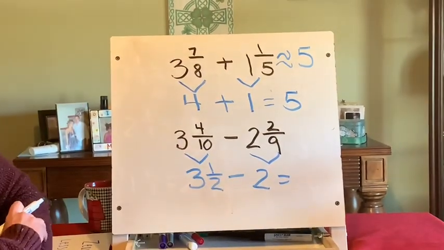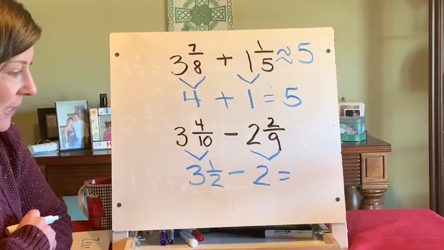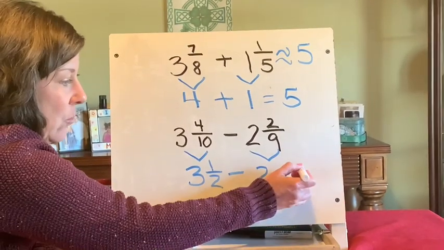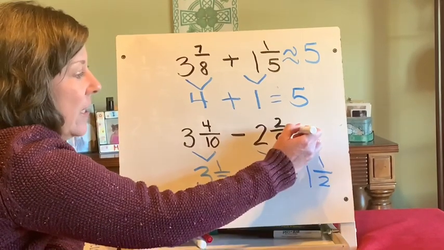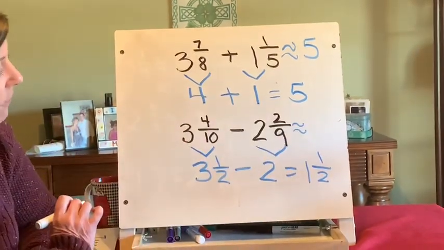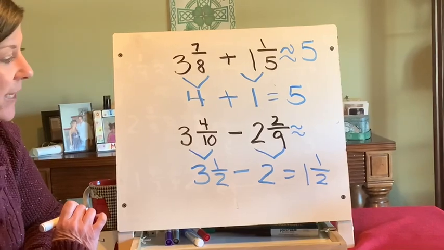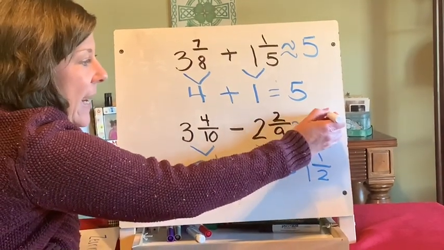Last thing I have to do is subtract. Okay? 3 minus 2 is 1, and I still have an extra 1/2. So my estimated answer for 3 4/10 minus 2 2/9 is 1 1/2.